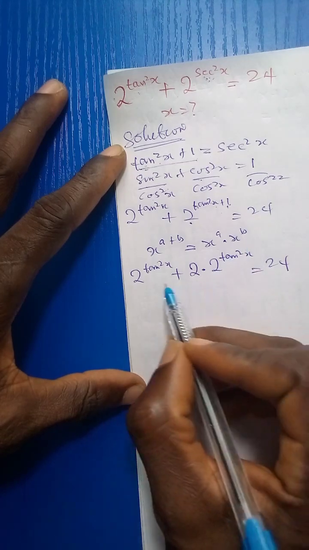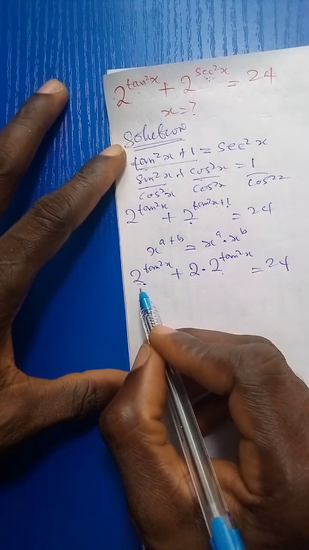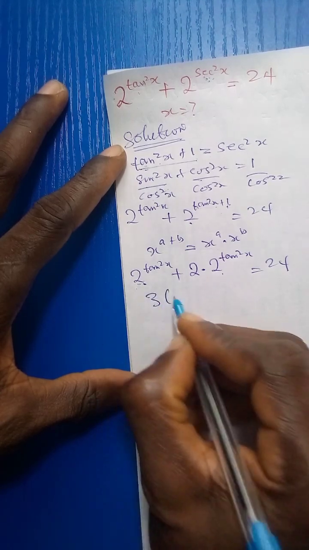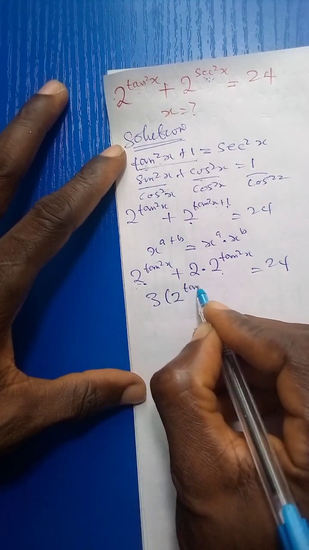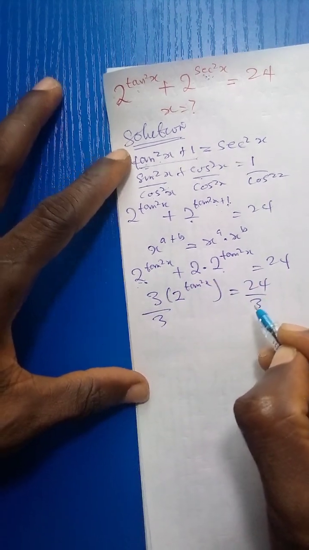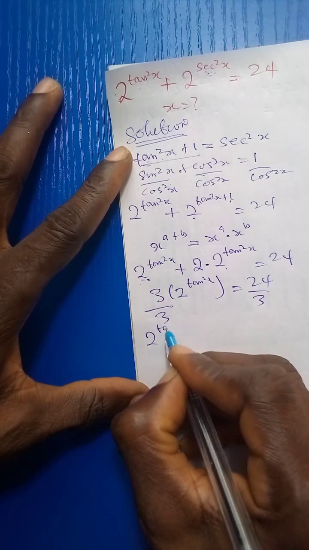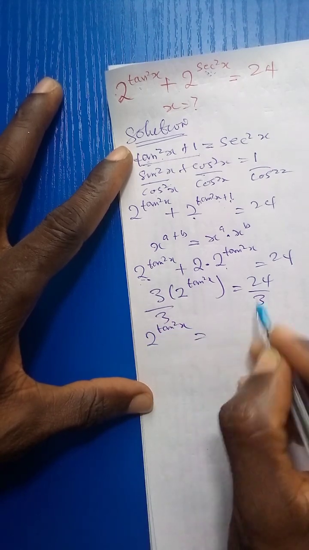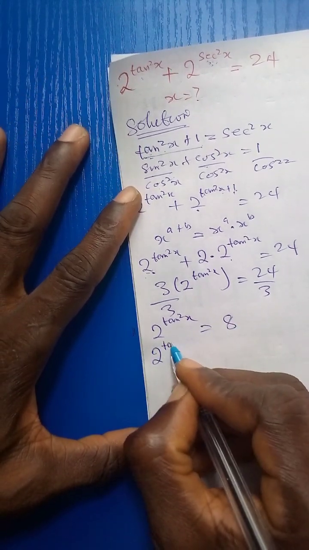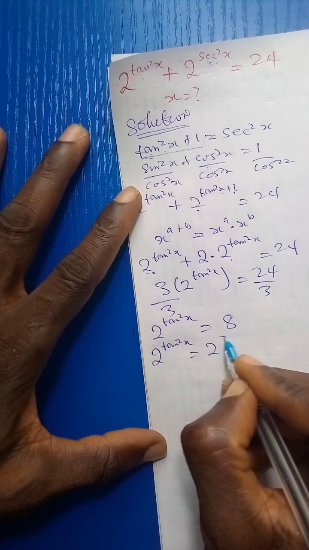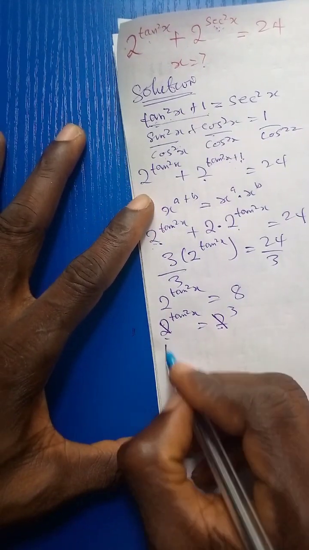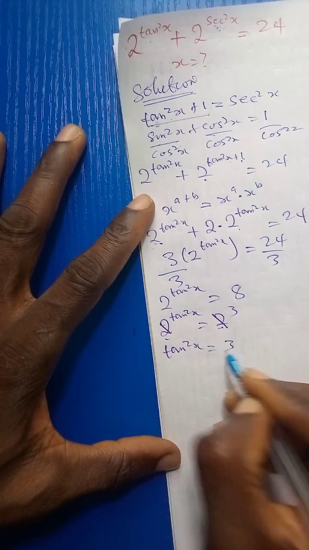Good. Now I can add them together because we have something like x plus 2x here. So it becomes 3 times 2 to power tan squared x is equal to 24. Now divide both sides by 3. What we're going to get is 2 to power tan squared x is equal to 24 divided by 3, which gives us 8. So we can rewrite it as 2 to power tan squared x is equal to 2 to power 3. Now, since the bases are the same, they cancel out, then we will take the powers. Tan squared x is equal to 3.